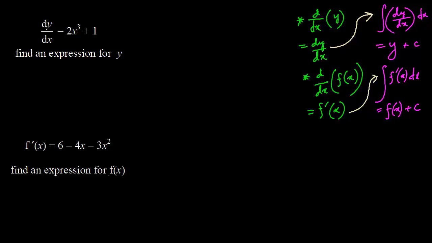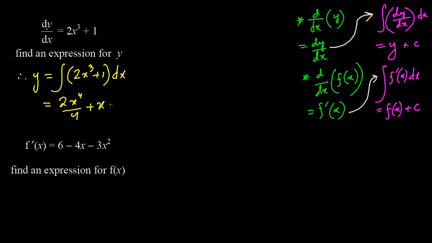So, when you have an equation that has dy by dx from the beginning, and you have to find the expression for y, what we have to do is integrate it by the fundamental rule. So y equals the integration of dy by dx, which is 2x cubed plus 1. When we integrate this, we get 2x to the power 4 by 4, plus 1 becomes x, and plus c for the indefinite integral. And this turns out to be half x to the power 4 plus x plus c.